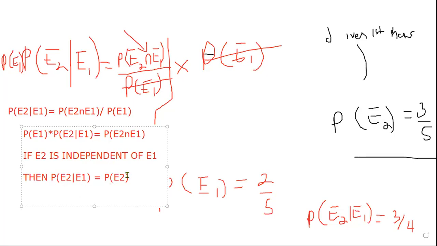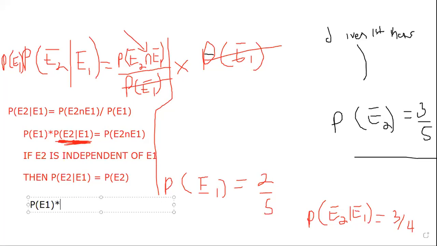So if that is the case, then it will also affect this formula here. If we are saying that this one is now equal to P of E2, then the formula now becomes simply what? It becomes P of E1 times P of E2, is equal to what? P of E2 and E1.